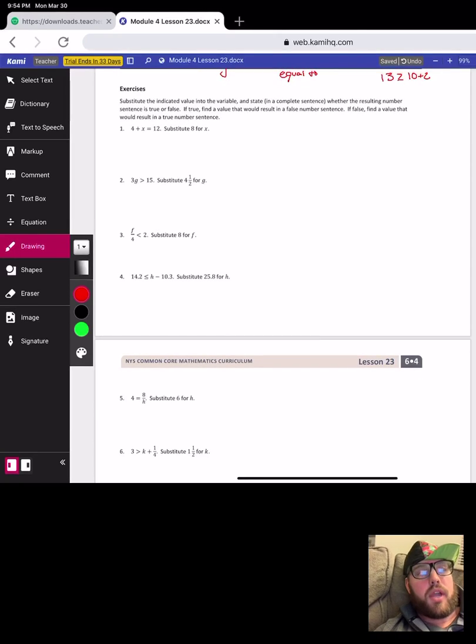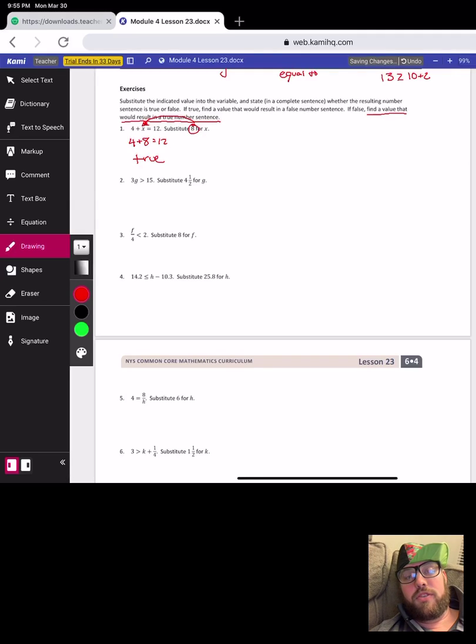Okay, look at these examples. I'm going to be substituting in a number. That number is going in for x on my first one. So instead of x, I'm putting an 8. So 4 plus 8 equals 12. Is that true? Yeah, it is. Because you're just plugging in the number to see if it's true or false. If it's false, then you need to find a value that would make it true. Now, I'm going to give you quite a few examples.